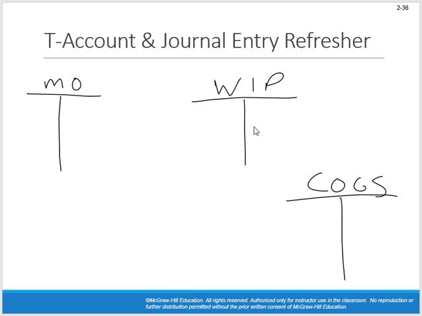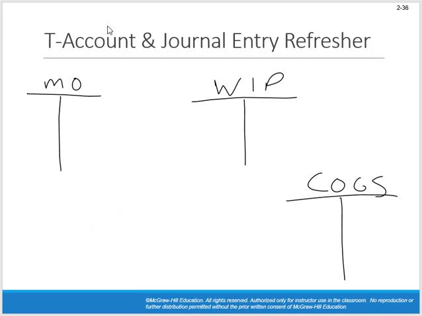Now, of course, when we finish those jobs, they go to finished goods inventory. And then when we sell them, it all gets expensed over to COGS, cost of goods sold. So I'm not going to do that entire process, but I want to talk through what we mean by underapplied or overapplied overhead and what it's going to do to COGS on our income statement.